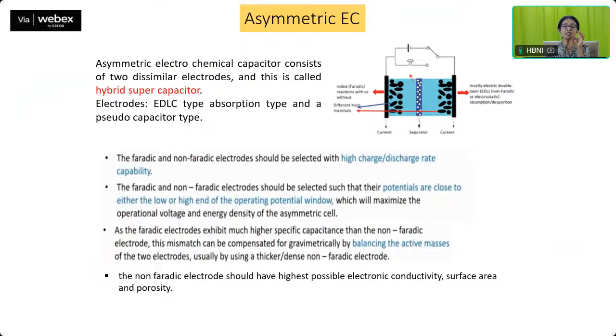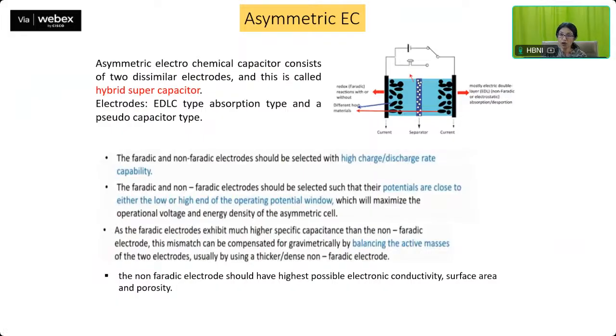So this consists of two dissimilar electrodes, and that is why it is known as a hybrid supercapacitor. So we had EDLC, we had pseudocapacitor. Now what we have are two dissimilar electrodes, and this is a hybrid supercapacitor. So electrodes are what? One is the EDLC type, which is absorption type, and the other is the pseudocapacitor type, where basically the Faradaic reactions are taking place. So the Faradaic and the non-Faradaic electrodes should be selected with high charge discharge rate capability.